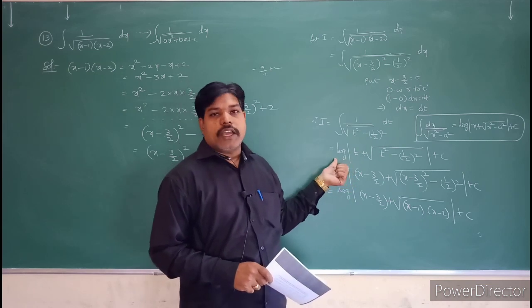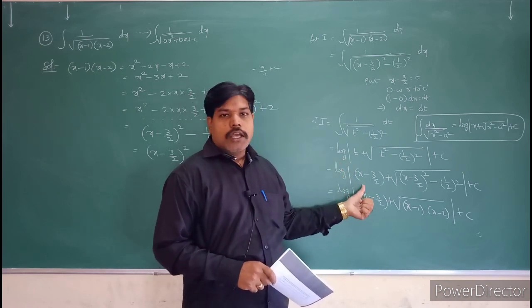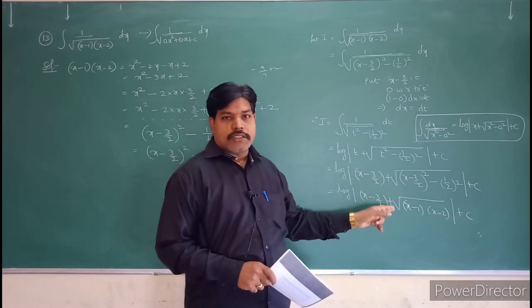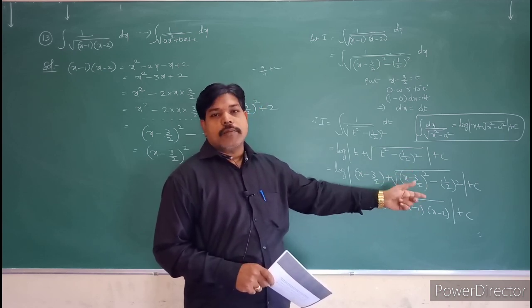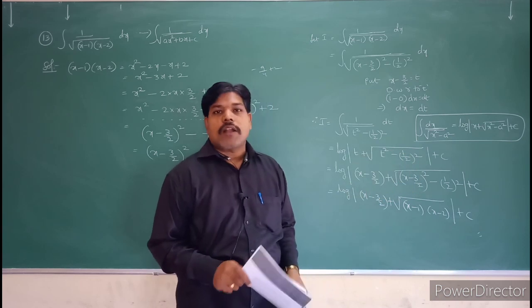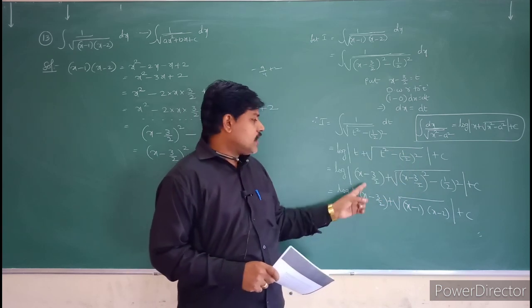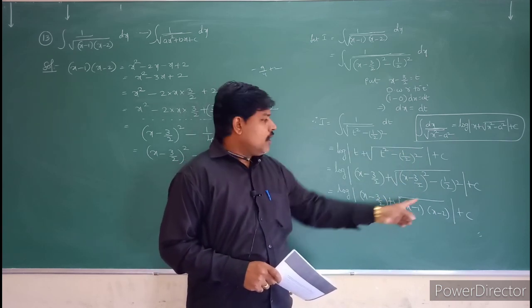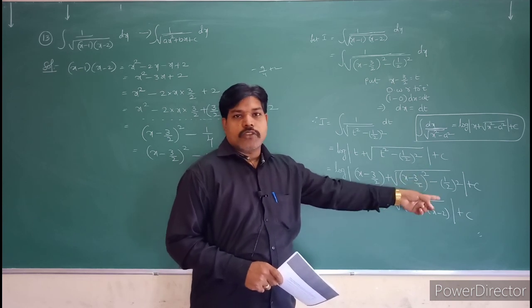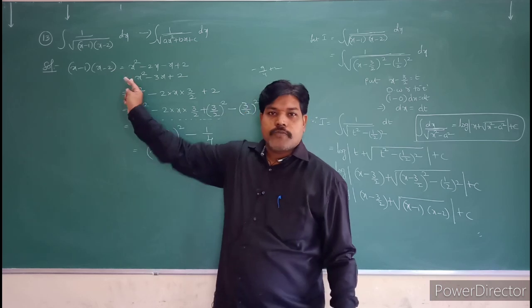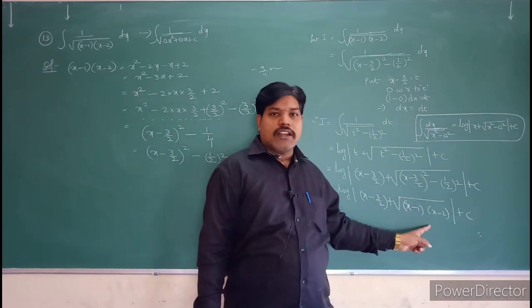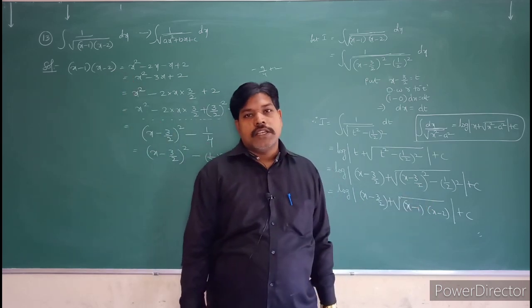So replace the value here: log mod x minus 3 by 2 plus root of (x minus 3 by 2) whole square minus (1 by 2) whole square. So the x minus 3 by 2 remains the same, and this value is (x minus 3 by 2) whole square minus (1 by 2) whole square. This is the simplification of x minus 1 into x minus 2. So you can replace this value here: x minus 1 into x minus 2, plus c.